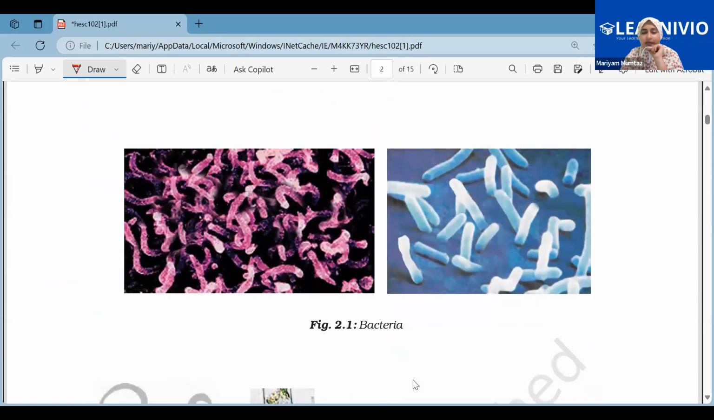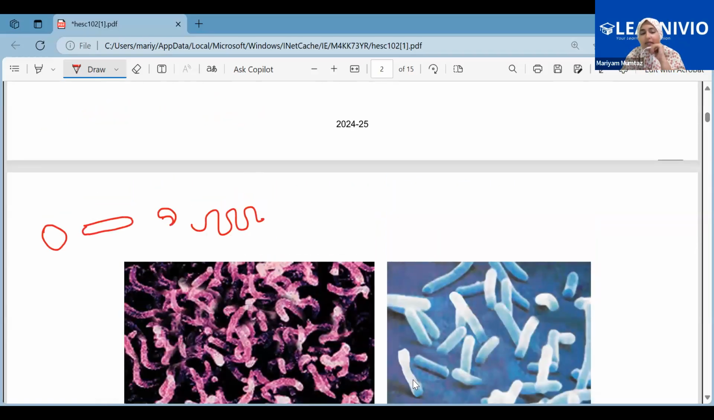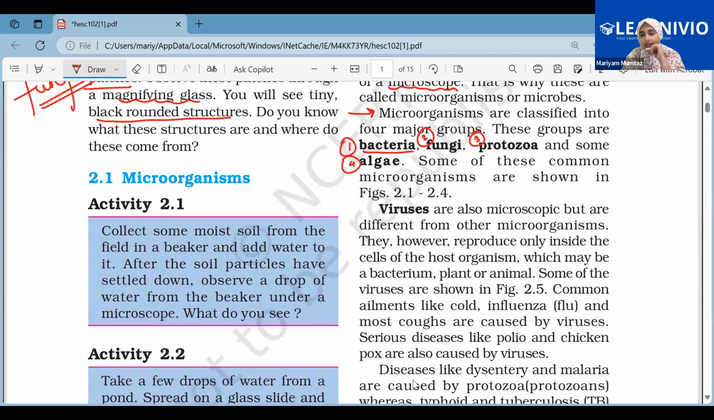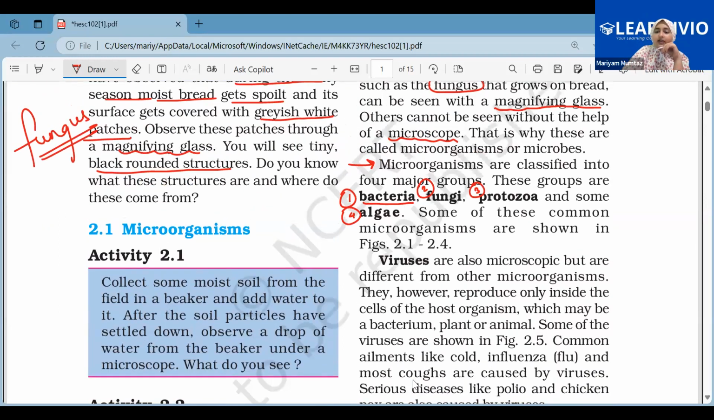So see, this is the picture of bacteria. Now bacteria can be spherical in shape, they can be rod shaped, they can be comma shaped, and they can be spiral. That depends. These are the shapes that the bacteria can be present in. Now viruses, they are also microscopic, but they are different from other microorganisms. Why? Because when you talk about a virus, you can't call it dead, you can't call it alive.